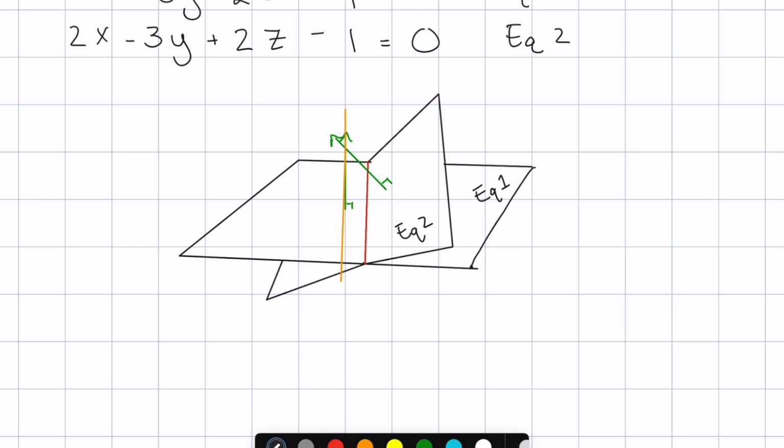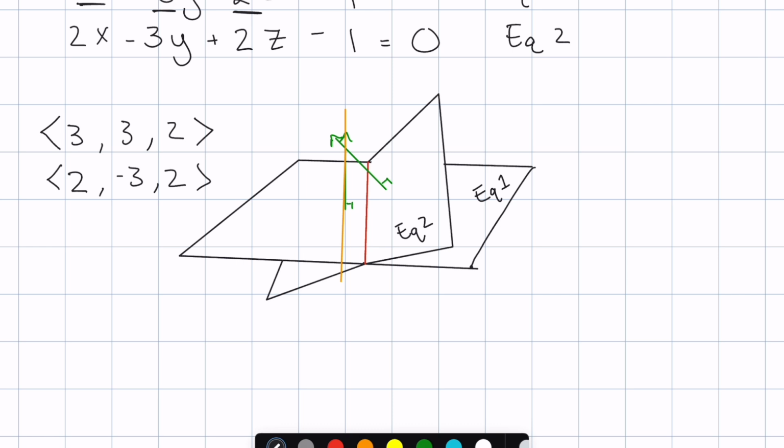Now this is pretty easy. We just take the coefficients in front of x, y, and z, and that helps us find our normal vector. So for equation 1, our normal vector is going to be 3, 3, 2. And then for equation 2, our normal vector is going to be 2, negative 3, 2.